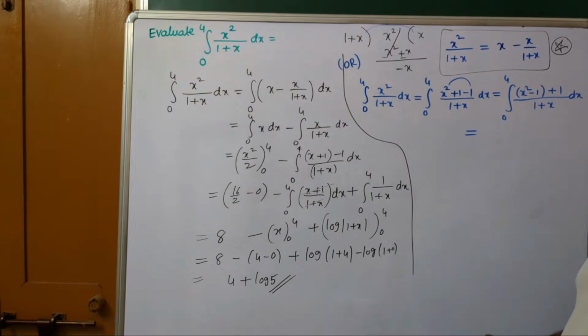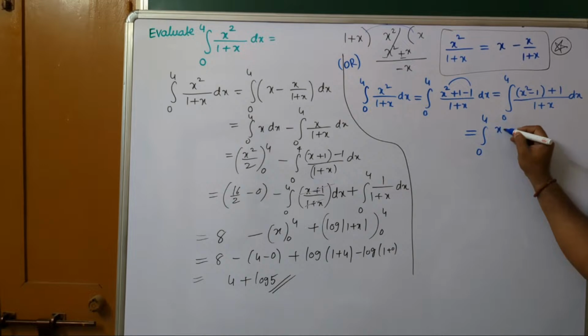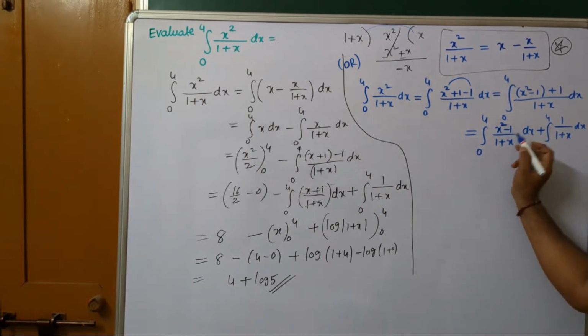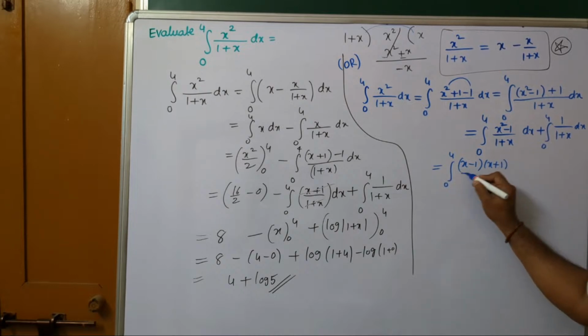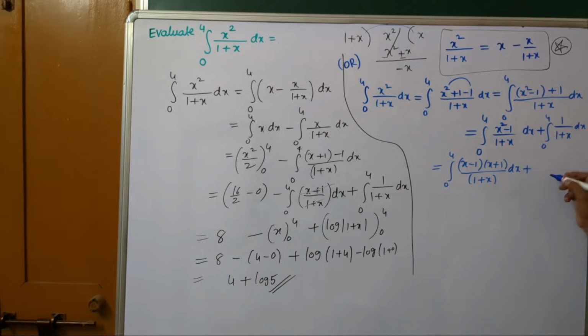So which is equal to integral 0 to 4 x square minus 1, that means x square minus 1 divided by 1 plus x into dx, plus integral 0 to 4 1 by 1 plus x into dx. x square minus 1 we can write it as 0 to 4 x minus 1 into x plus 1 divided by 1 plus x into dx. Integral 1 by 1 plus x, log mod 1 plus x, applying the limit 0 to 4.